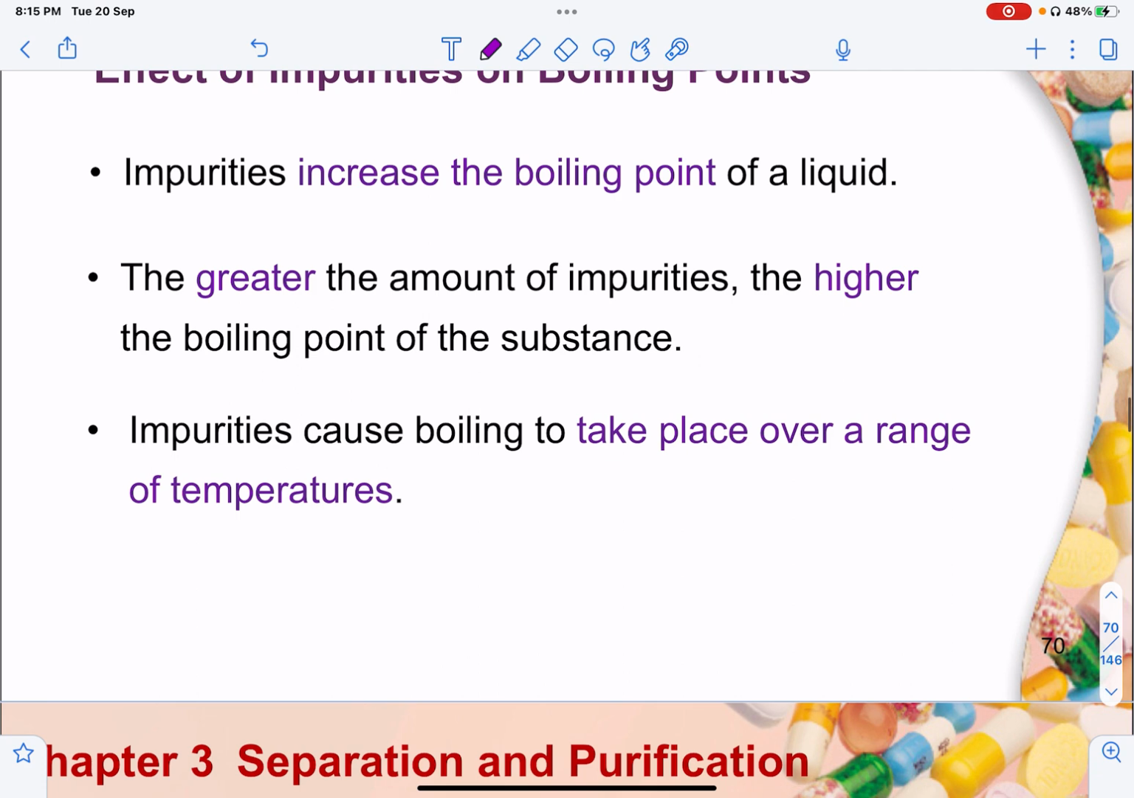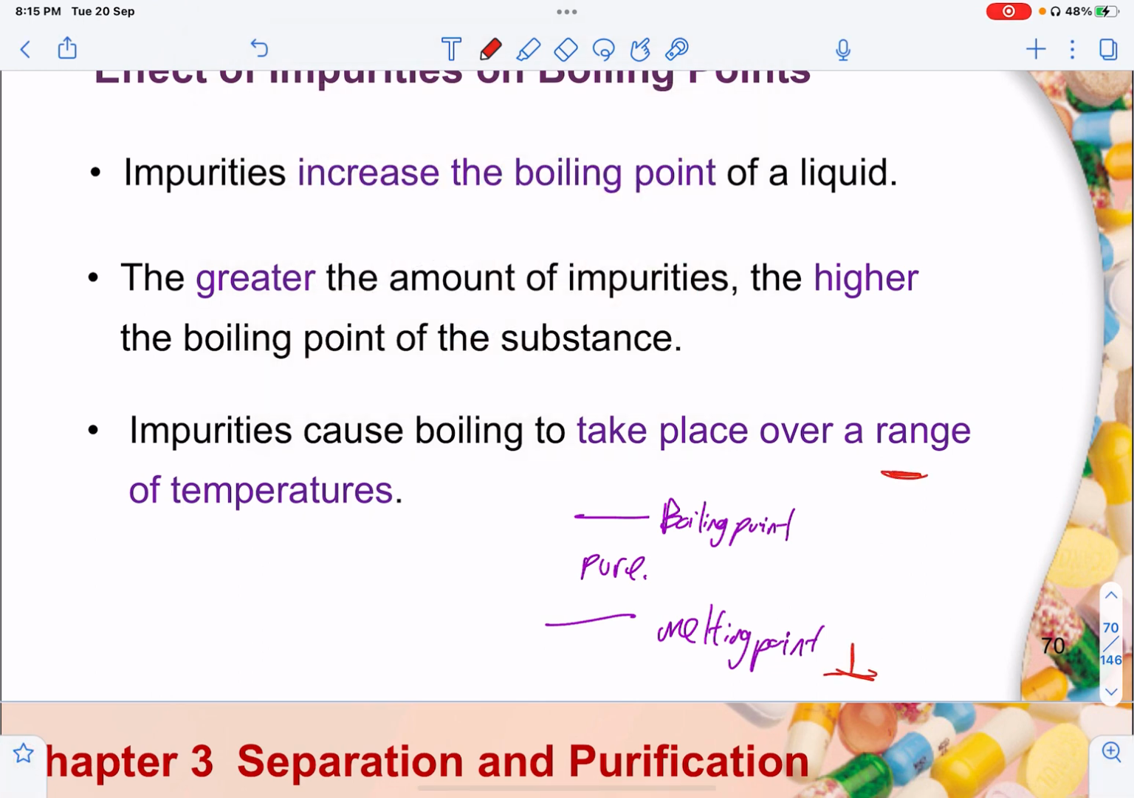So generally how I remember is through this. Boiling point, melting point. Let's say this is the range for a pure substance. So what will happen if it's impure? If I add impurity, it will go wider. The boiling point and the melting point will actually be further away from each other.